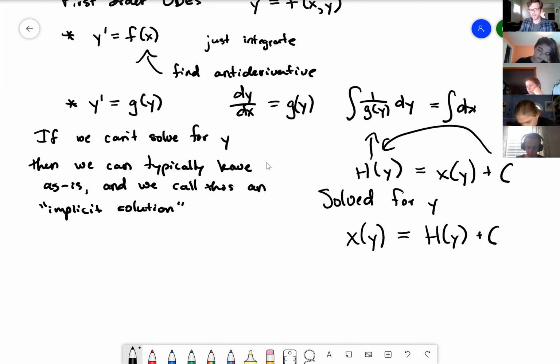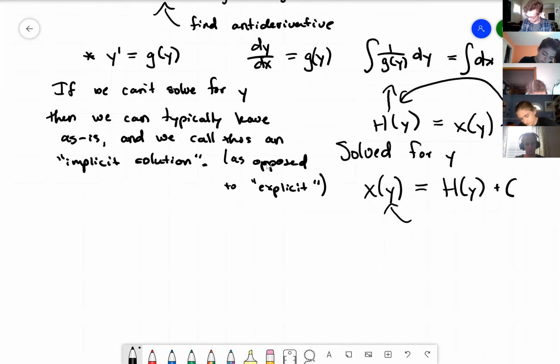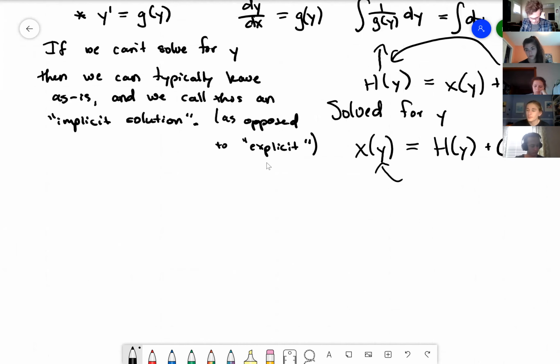Anything that's true of a solution of this differential equation will be true if we plug it in here for y for whatever x value. Okay. So it doesn't give us an explicit solution, it gives us an implicit solution, as opposed to explicit, which is what we would prefer. Okay, so these were a couple of easy cases for these first order ODEs.